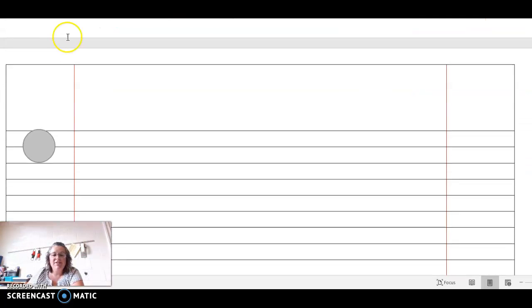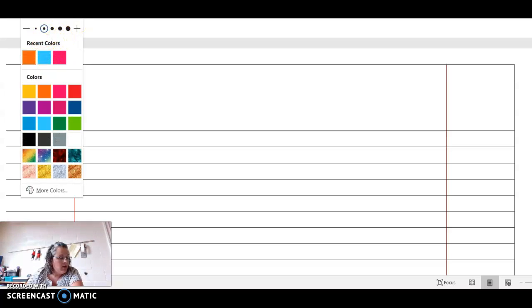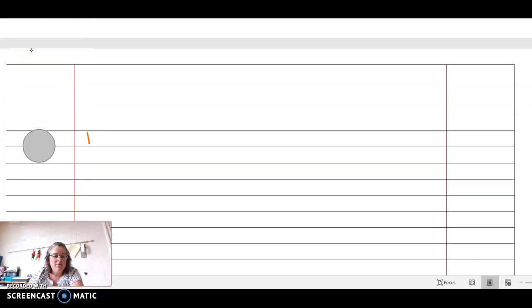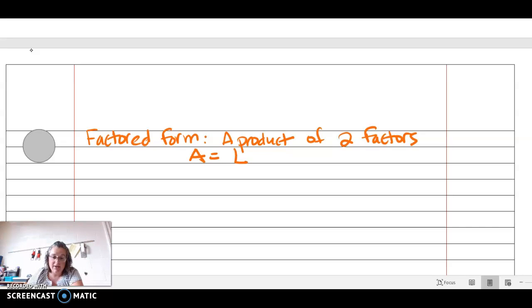So let's go down here and define factored and expanded. We did factored in orange, I think. So I'm going to do factored form. Factored form is a product of two factors. For example, the area of the entire pool was the length times the entire width. Factor number 1 is your length, factor number 2 is your width. We just use those two numbers. The length was 15, the width was 25.